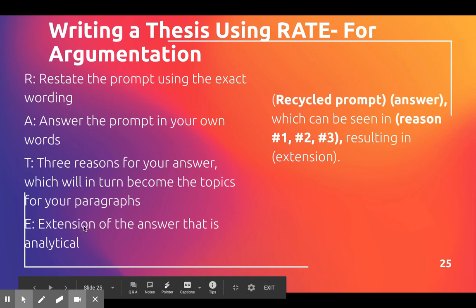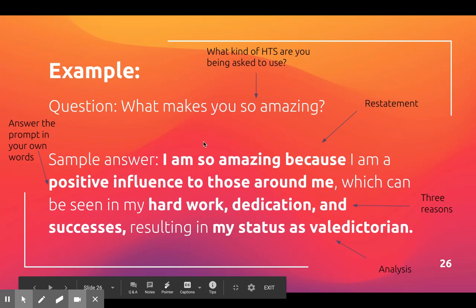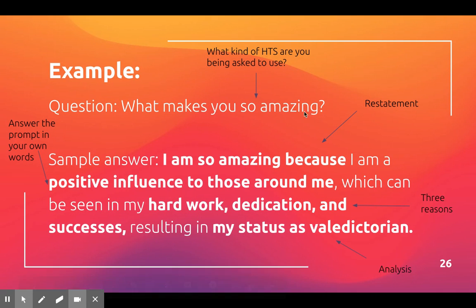So that's kind of what it should look like, but I have a more specific example here. The question here is, what makes you so amazing? The first thing you should do is ask yourself, what kind of historical thinking skill are you being asked to use? And in this case, it's argumentation. So that means I have to make an argument about why I am so amazing.